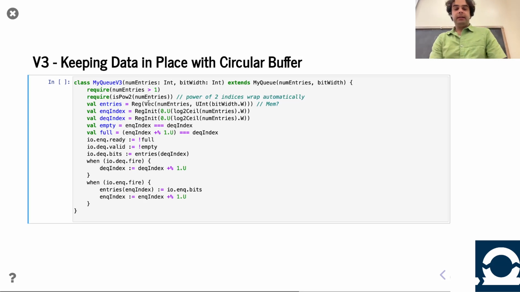The entries themselves for the circular buffer are going to be a vec of reg, and it needs to be a vec because we're indexing into it dynamically.